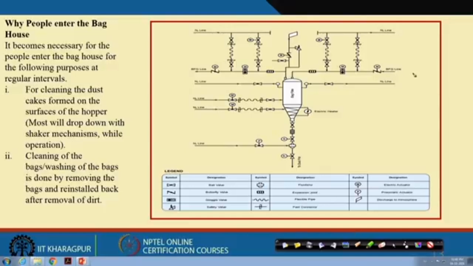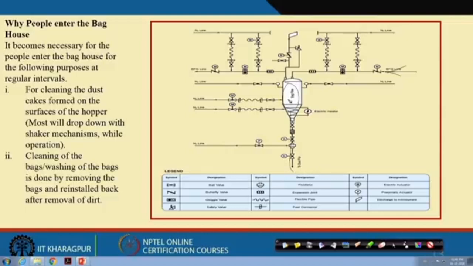The gases from the blast furnace gas line will come to a bag filter or bag house, where the gas will go to the bag filters and the dust is caught there. Something will go inside, something will go outside, and finally the dust which is going outside is taken out from these walls.